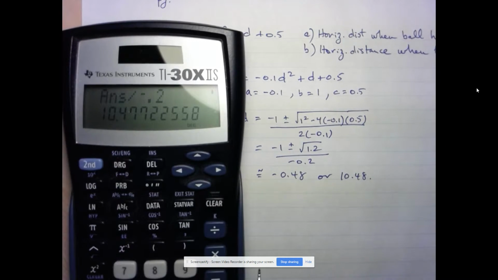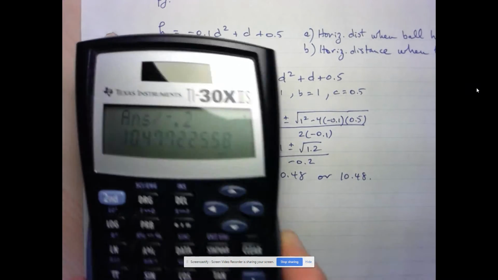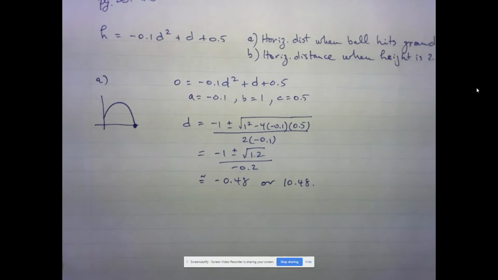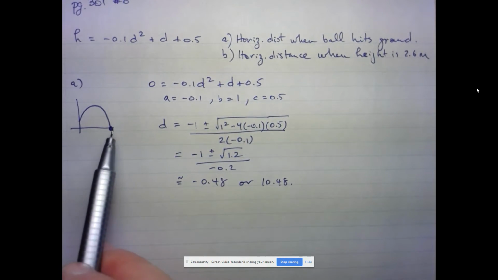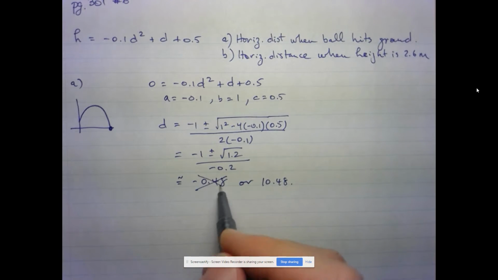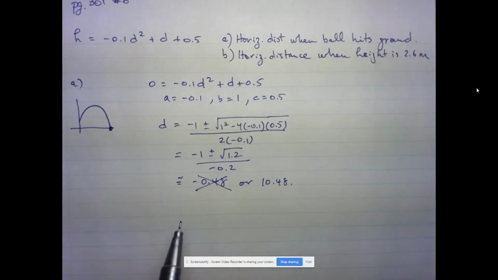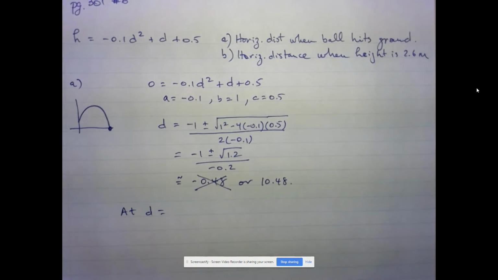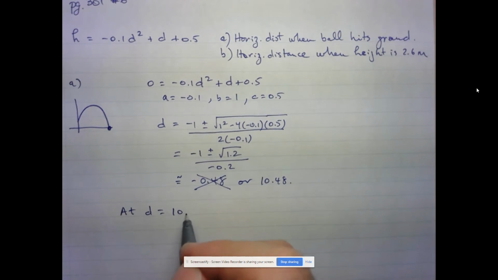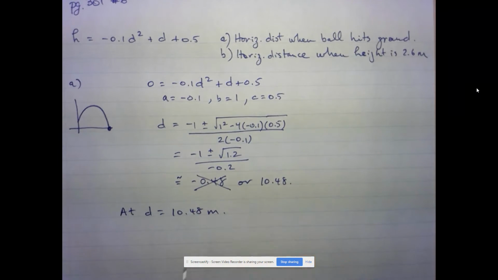So you might as well do as little approximating as possible. All right, so now that we found our x-intercepts, we have to look at what we're actually interested in. So we're looking at the horizontal distance that it hits the ground. I'm not interested in the negative 0.8. I want to see you still find it, but now you can give the answer, and the answer is D, which represents the horizontal distance, equals 10.48 meters.